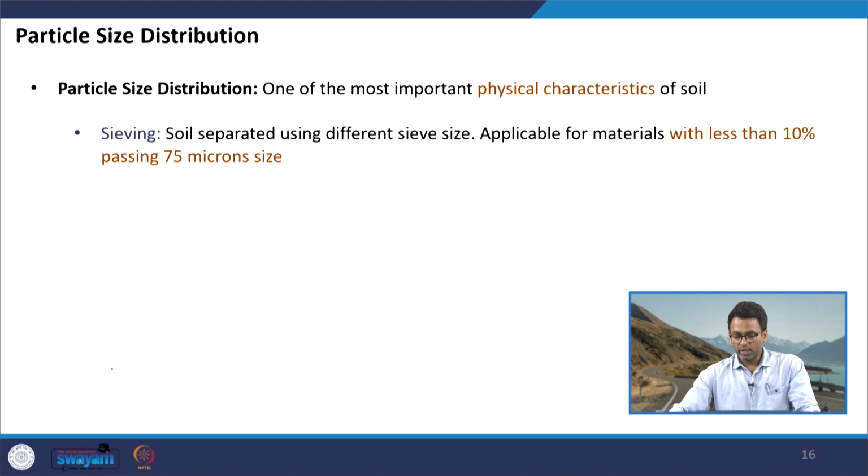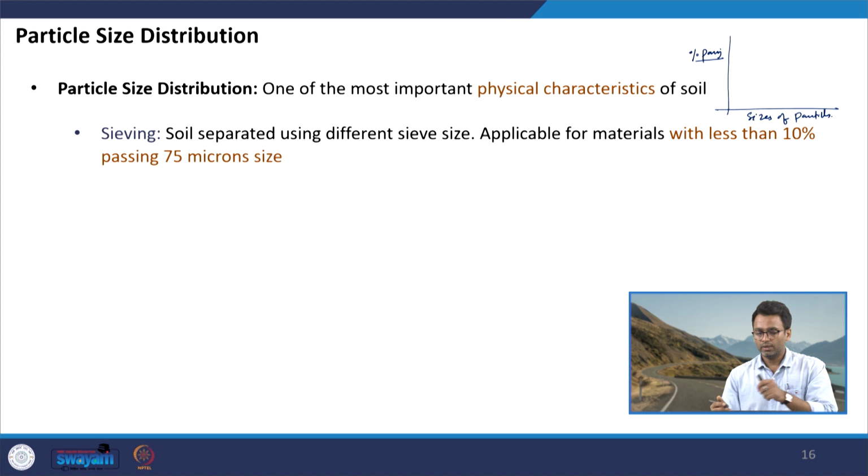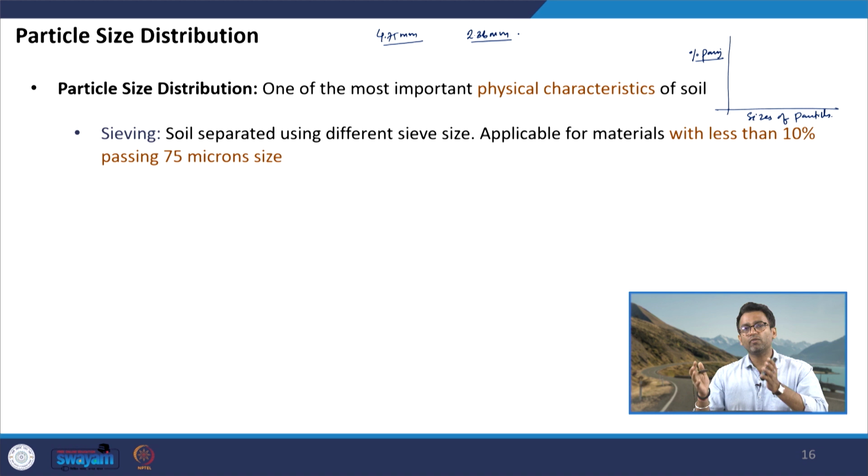In particle size distribution, what we basically do is see, corresponding to different sizes of particles present in that soil mass, what the percentage passing each particular size is. What do I mean by this? Let us say that in that soil mass we have soil particles of size 4.75 mm, or soil particles of size 2.36 mm. Let us say we have taken 100 gram of the soil mass.